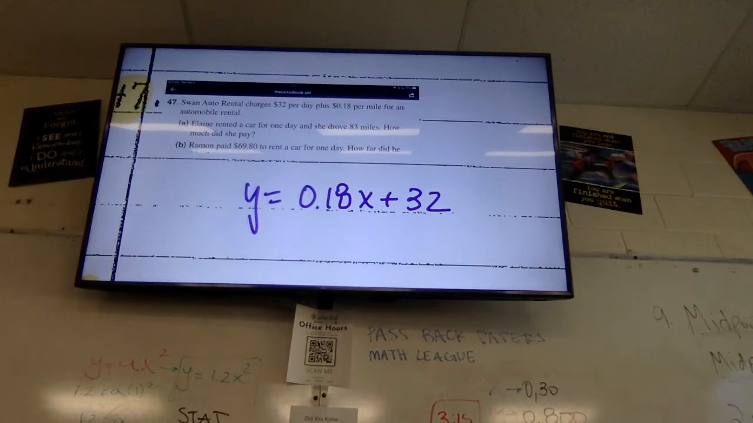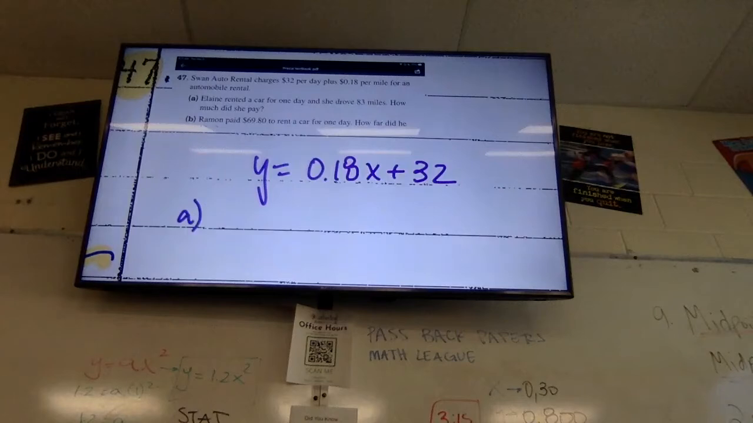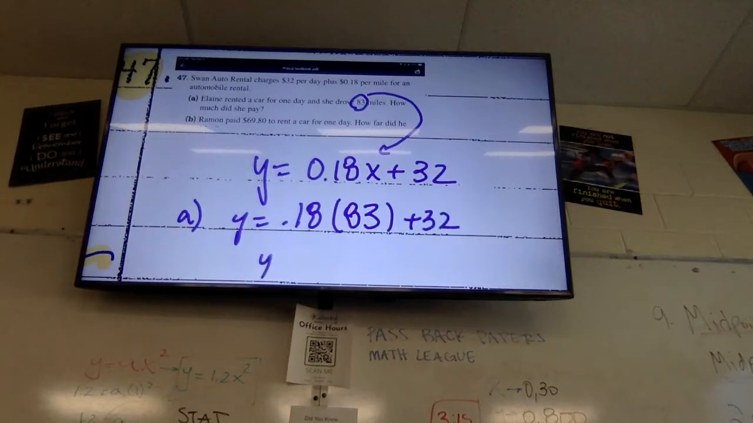Ava, what are you thinking? Tell me how you set it up. So you want to use your equation, obviously, and since the 0.18 is in miles, you plug in 83 for x, and then you get like 14.94 when you do that, and then you add 32, which comes out to like 46.94. Good. So the biggest thing is we plug 83 in for my x because it's 18 cents per mile. If I'm driving 83 miles, I'm driving 18 cents 83 times.